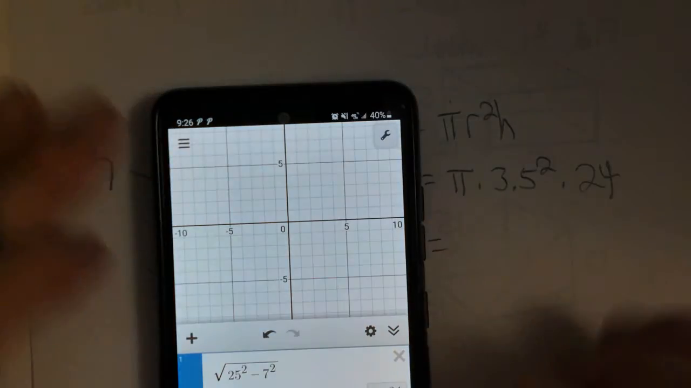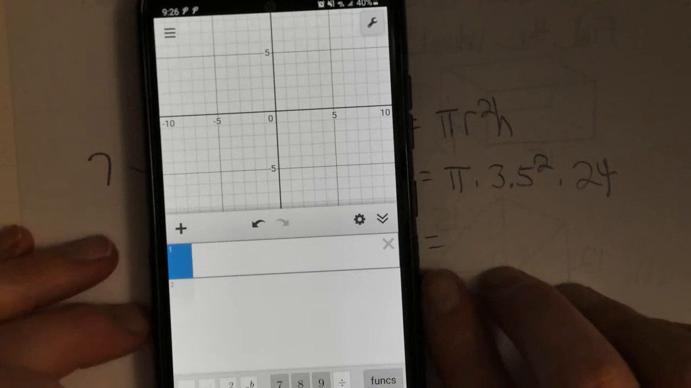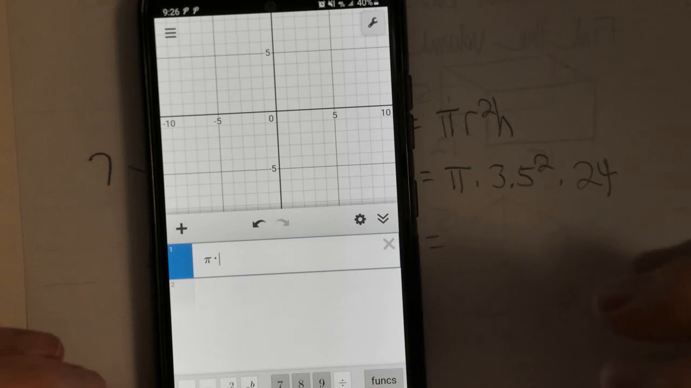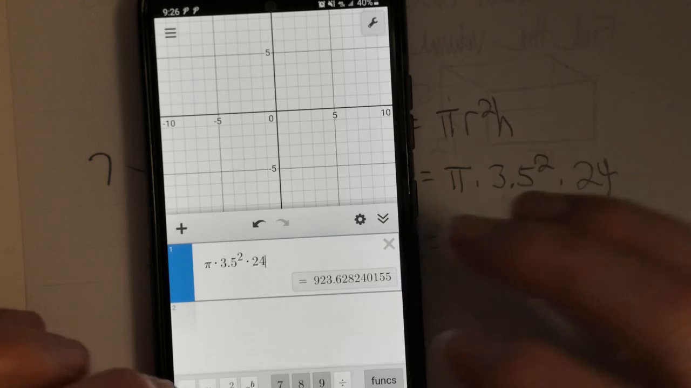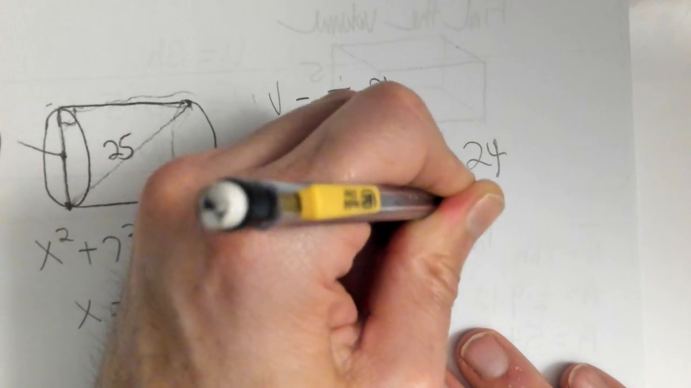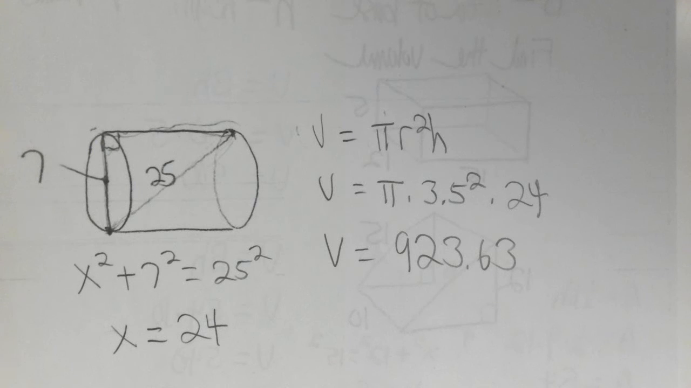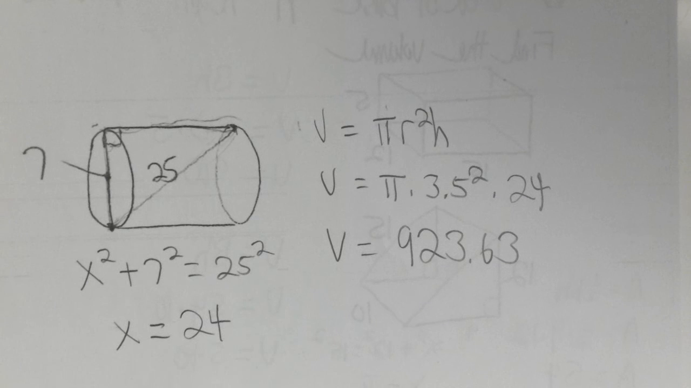We're good to go back to our calculator now and finish it off. And so we'll go pi times 3.5 squared times 24, 923.63 cubic units, and that's our volume. Okay, so like I said, two different formulas. Just make sure you know what each part of the formula stands for and are able to calculate it correctly to plug back into the formula if need be, and then come up with the right volume. All right, so that's it.